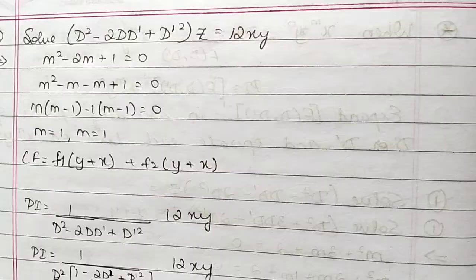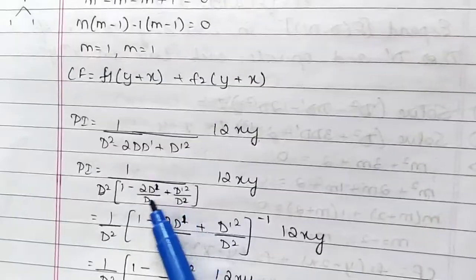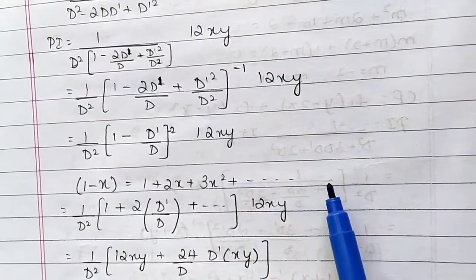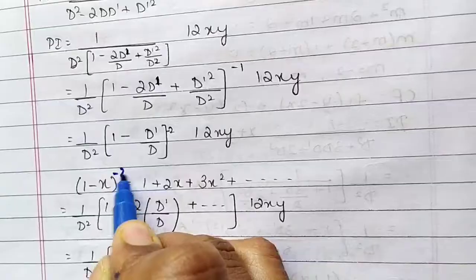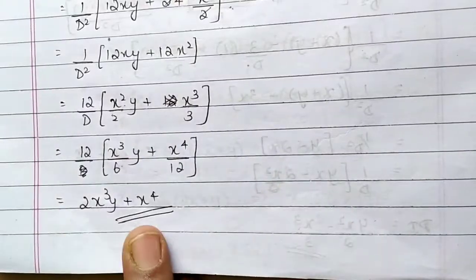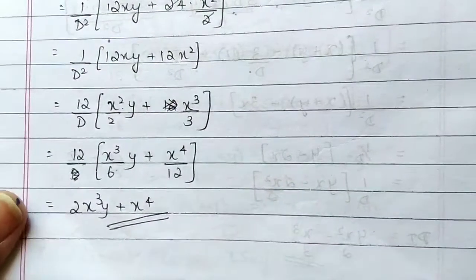One more example you can just go through. I have already worked it out. 12xy: you take d square common and send it to the numerator and expand it. Here I have written the formula, whole to the power of minus 2 formula it is, and expand it and integrate it. You will get the particular integral, and for the final answer you write complementary function plus particular integral.